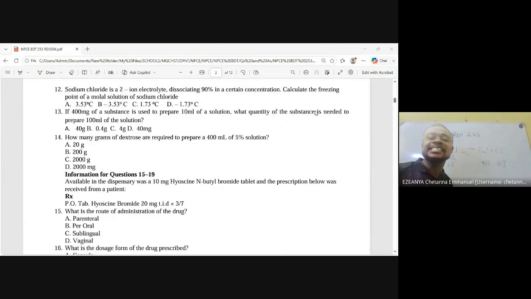Now, what is this I factor? The I factor, or dissociation constant, for an electrolyte like sodium chloride that dissociates 90%: the I factor is the total number of particles in the system.